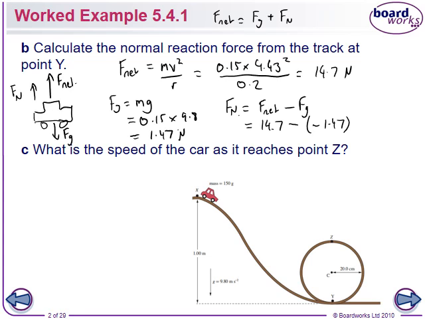Okay? Downwards is negative, Fg is downwards, so Fg must be negative. So if we work this out, we get 14.7 minus negative 1.47, and we get 16.17 newtons. So our normal force is 16.17. What this means is that that is greater than our normal force would usually be if the car was travelling on a straight track. So if you shrunk yourself right down and hopped in this car, you would feel heavier at point Y.